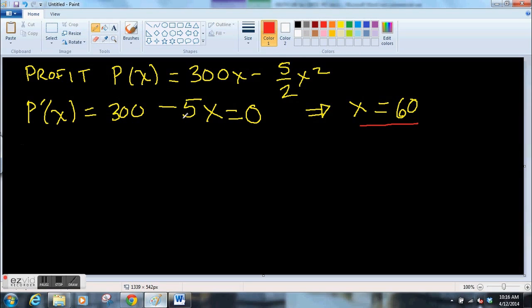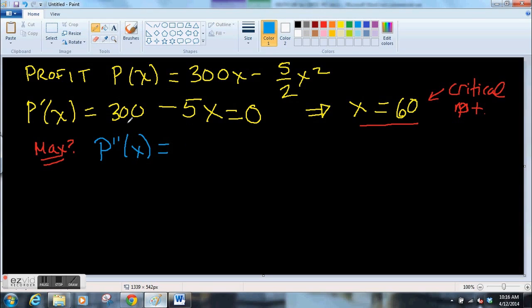So what we've determined is that we have some sort of critical point at x equals 60. So technically we have not confirmed that this is a maximum. So critical point. I'll say critical point. So how do you confirm that it's a maximum and not a minimum? There's a couple of ways to do that. One way I like to think of is you can say, well, let's take the second derivative.